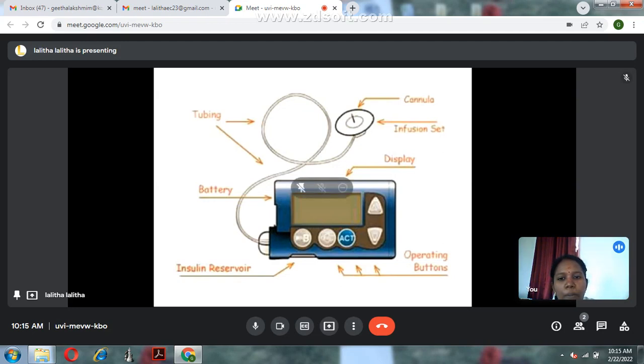It also consists of a battery, insulin reservoir, operating buttons, display and tubing. The tubing can also be used to deliver insulin to the body. The battery is used to operate the machine. The display can be used to show the insulin rate, and the cannula is used to deliver the dosage. Operating buttons are also available on this machine. So this is the insulin pump, the insulin machine.